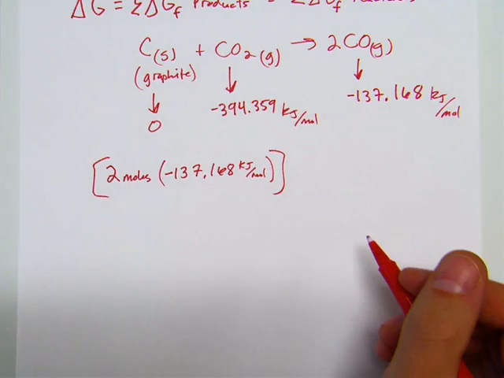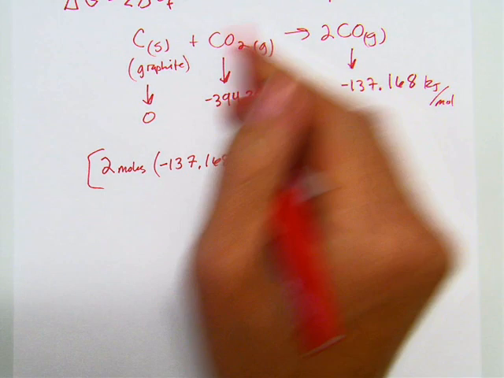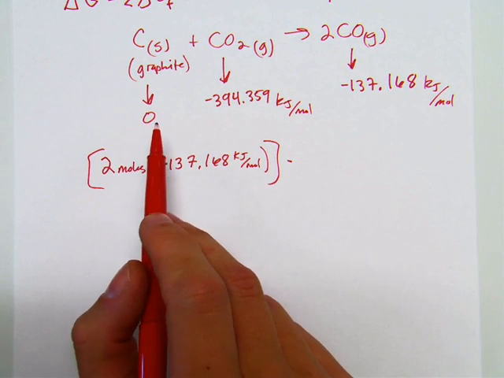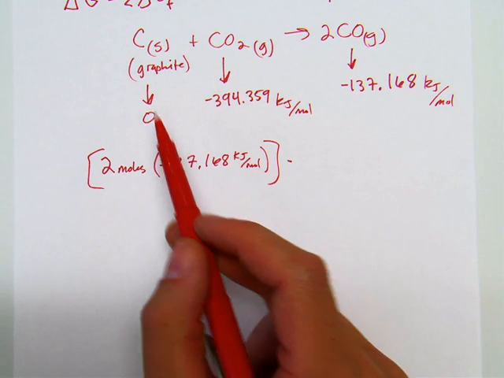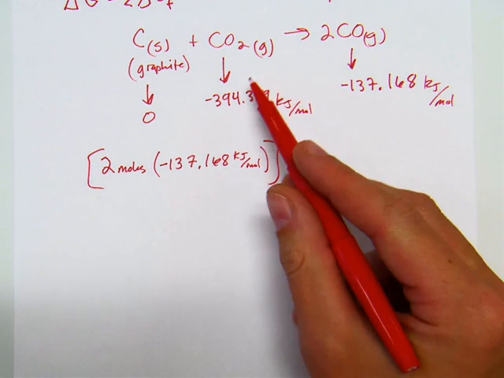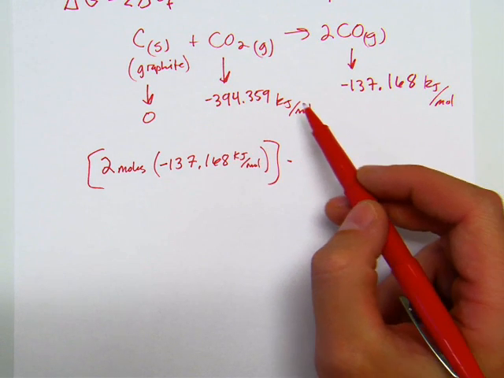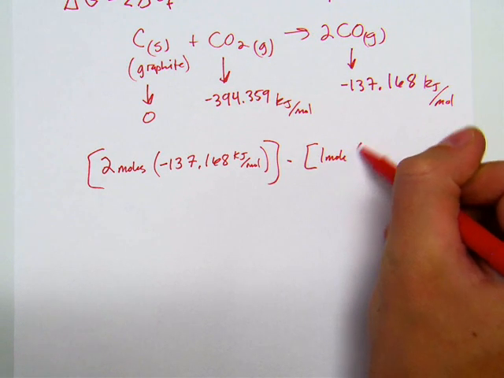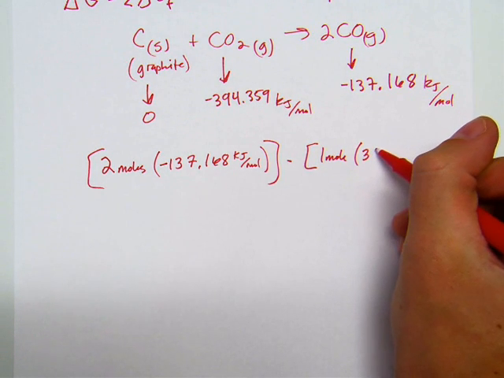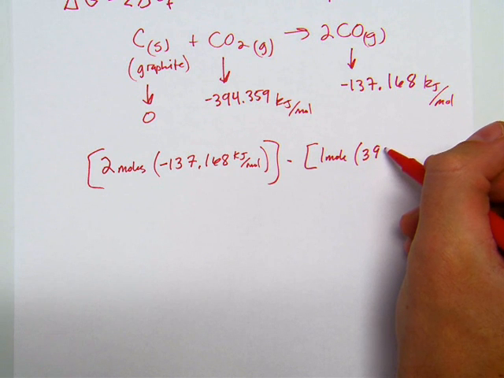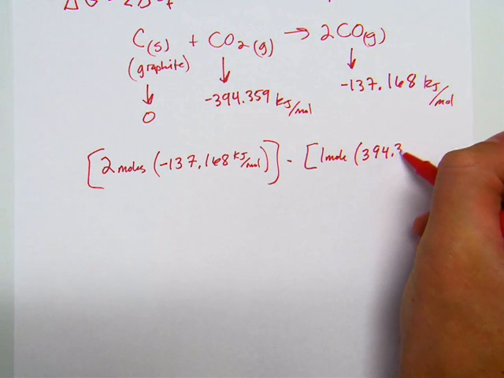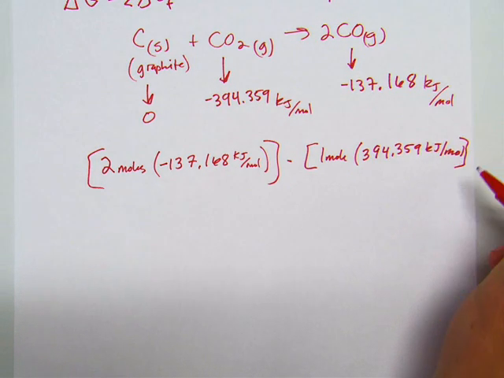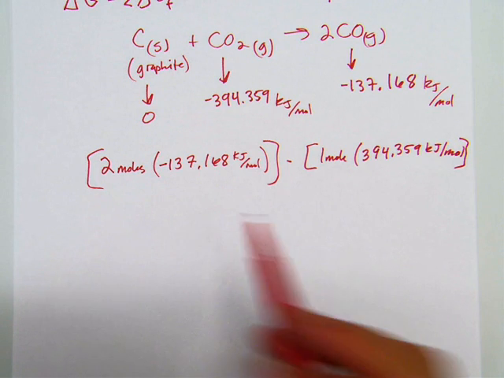That's the products. I'm going to subtract the reactants, which I got two things going on, but one of them is 0. Now I of course can include that, say 1 times 0. I'm not going to, it's 0. If it was a value, of course I'd have to have it there. So the only reactant that actually matters is this carbon dioxide. For this example, there's just 1 mole of him, and we said he is 394.359 kilojoules per mole.